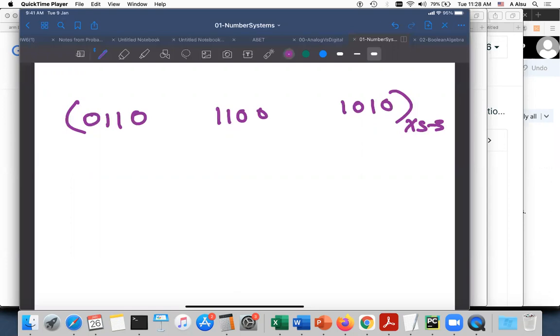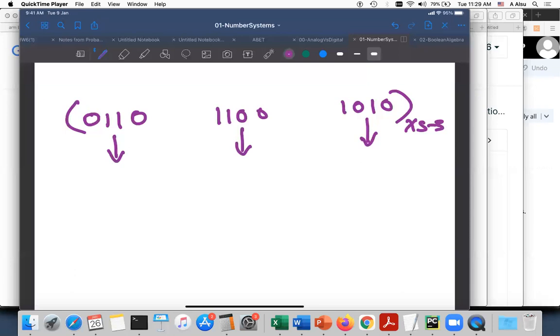Convert every 4-bit code to its decimal. This is step 1. And subtract 3. Excellent. In the encoding process, we added 3. In the decoding process, we subtract 3.